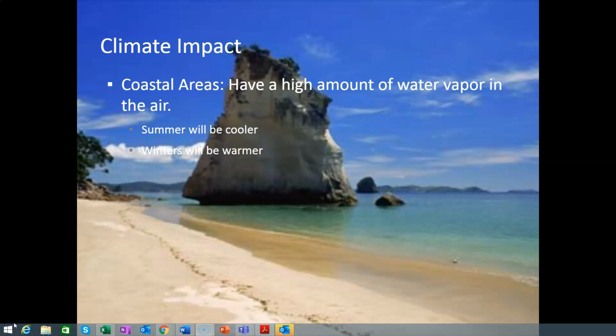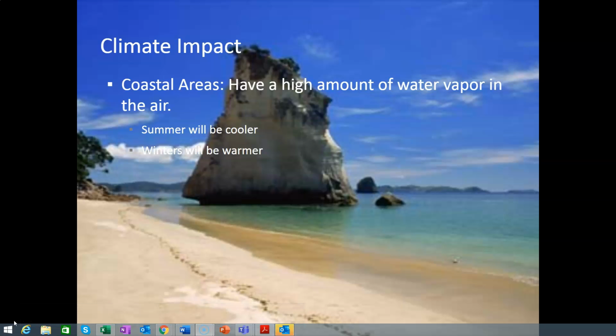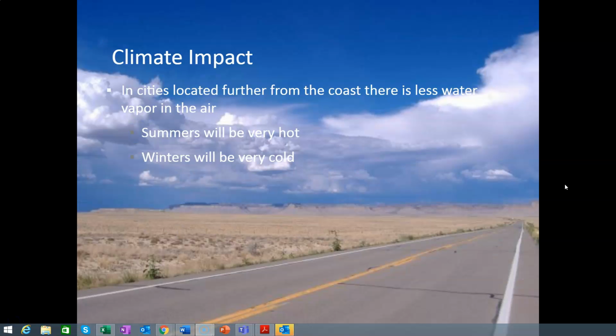When you're looking at the climate inland, so we just looked at the oceans, inland is also on land, is what we're referring to. It says cities located further from the coast have less water vapor in the air. Because of that less water vapor, summers will be very hot and winters will be very cold. So even though your land heats up quicker than your ocean, the issue becomes that it also loses that heat at a faster pace. So those winters are very cold because it's lost its stored heat from the summer. It's gone.